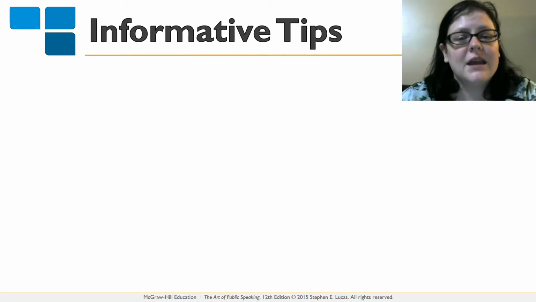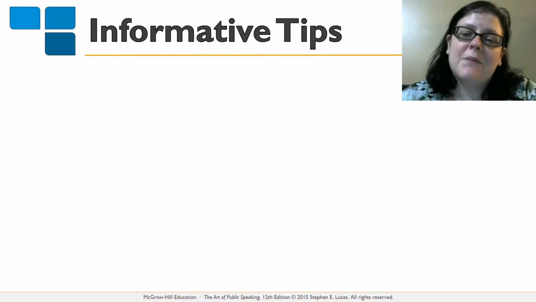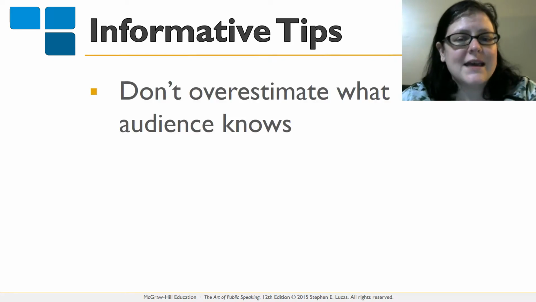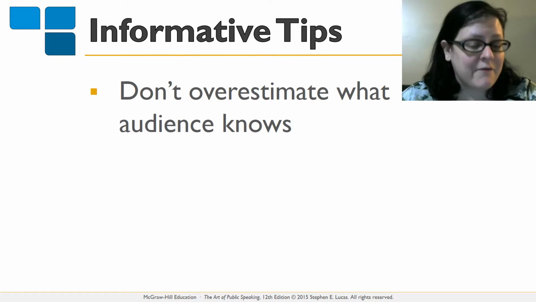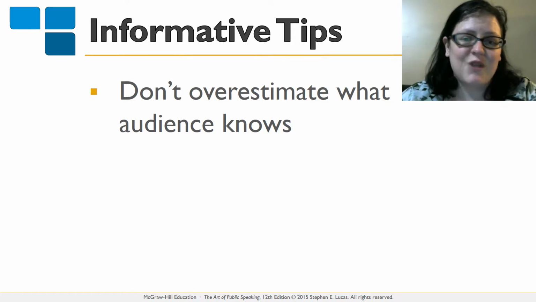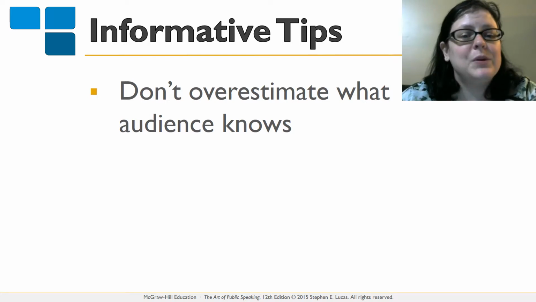When preparing an informative speech, keep in mind these guidelines. Don't overestimate what the audience knows. If the audience already knew everything about your topic, there wouldn't be much point in you giving a speech on it. Remember that not everyone has the same knowledge base as you. Make sure you explain things enough so someone completely unaware of your topic can understand and enjoy your presentation.